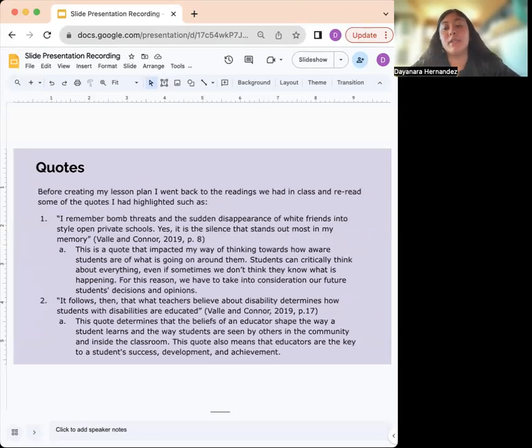Before creating my lesson, I went back to the readings we had in class and reread some of the quotes I highlighted and tried to understand better why we use and need differentiation in a lesson. Well, here are some of the quotes that help me understand differentiation and its purpose.